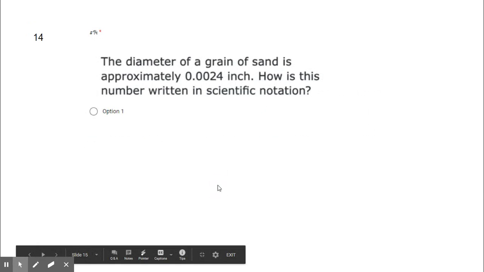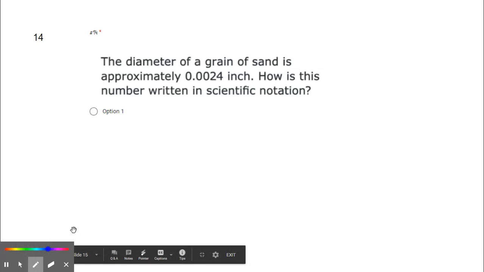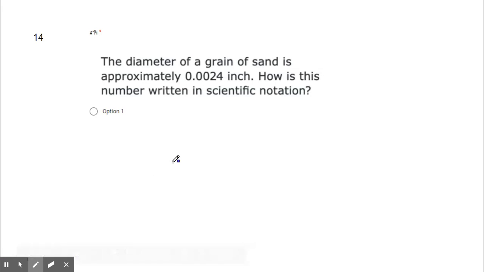Number 14. The diameter of a grain of sand is approximately 0.0024 inches. How is this number written in scientific notation? Okay, this was one on the review. I realized they didn't have a way for you to put the answer. I did put a scientific notation review video on modules on Canvas. So if you are watching this and you need a refresher, you can go back and watch that before your exam.